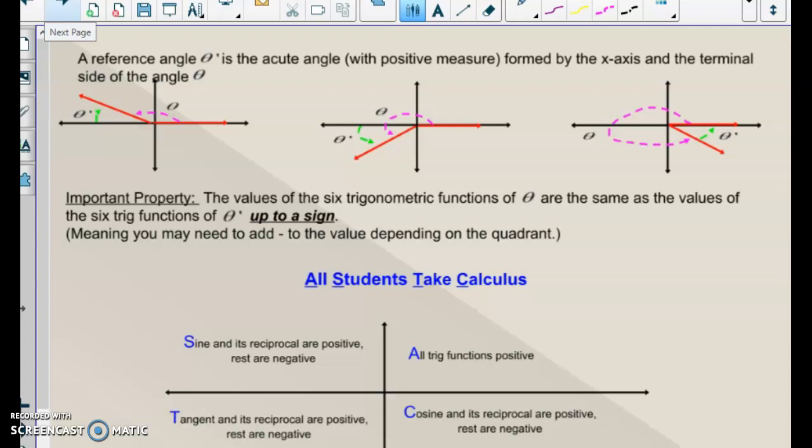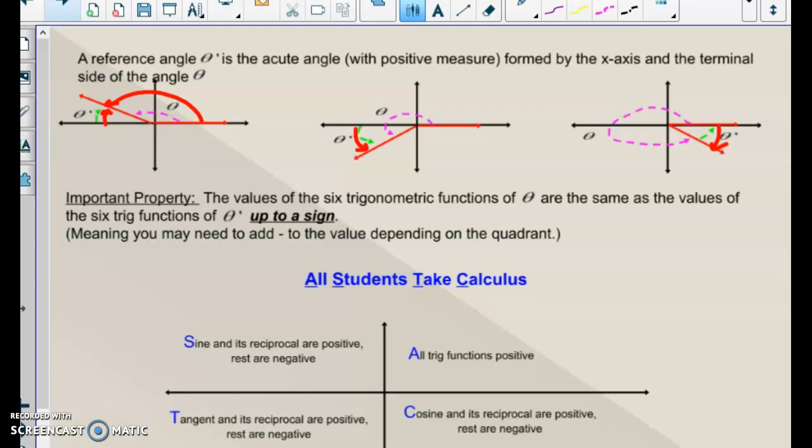A reference angle, theta prime, is an acute angle with positive measure formed by the x-axis and the terminal side of theta. So if I have a big angle here, it's not acute. The acute one is this one here that goes from the horizontal up there. And we're going to use those reference angles because I don't need to memorize all the measures all the way around. I can use the reference angles. So my reference angle down in the third quadrant is from the horizontal down. In the fourth, it's from the horizontal down. Anytime you're measuring, it's from the horizontal up or the horizontal down.